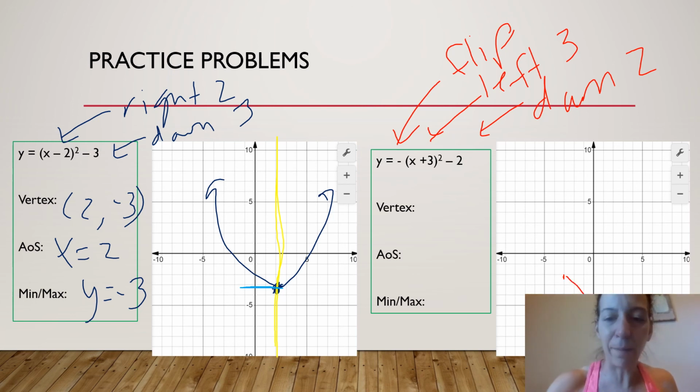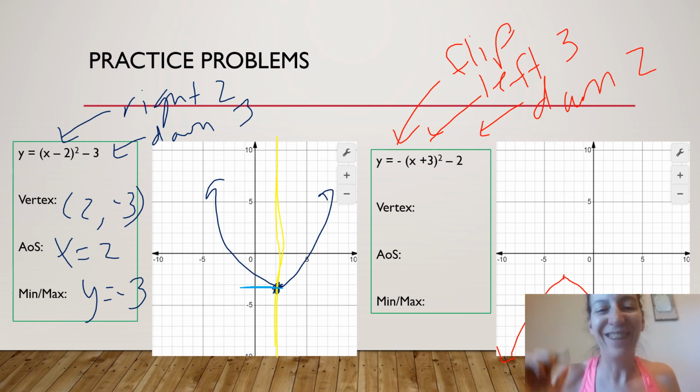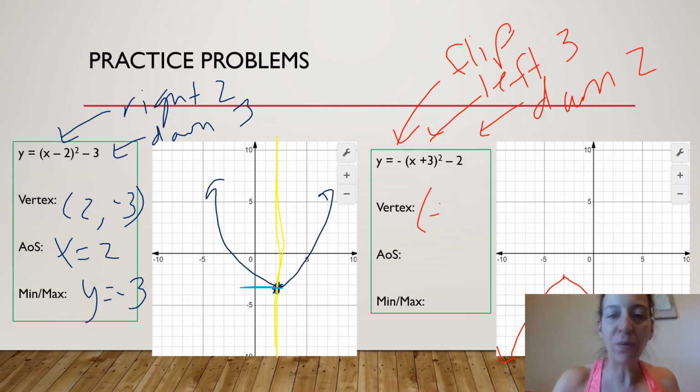And again, I'm not really happy with that, just because I'm really picky with you guys about making sure that they're not pointy. And it's looking a little bit too pointy for me. All right, so the vertex for this one, we went left 3, down 2. So the vertex is at (-3, -2).